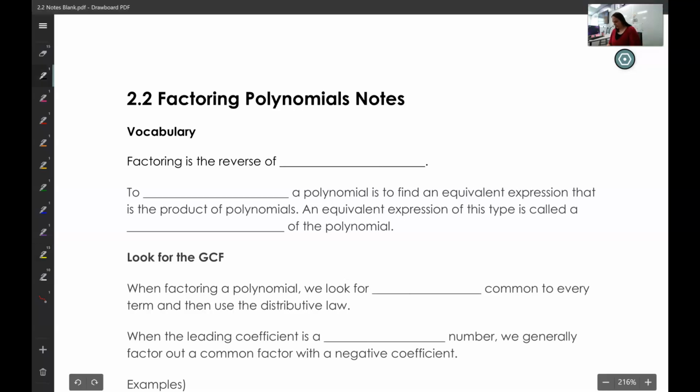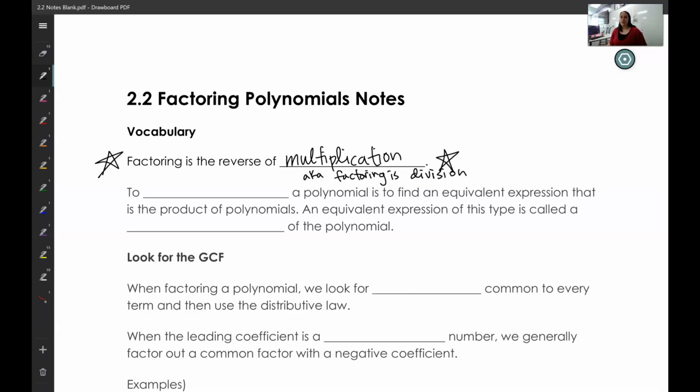Now, the most important key thing that I can stress right here is that factoring is the reverse of multiplication, aka factoring is division. That is something really important to understand. Whenever we say we're going to factor something, we're really dividing it out into two different things. It's the reverse of multiplication.